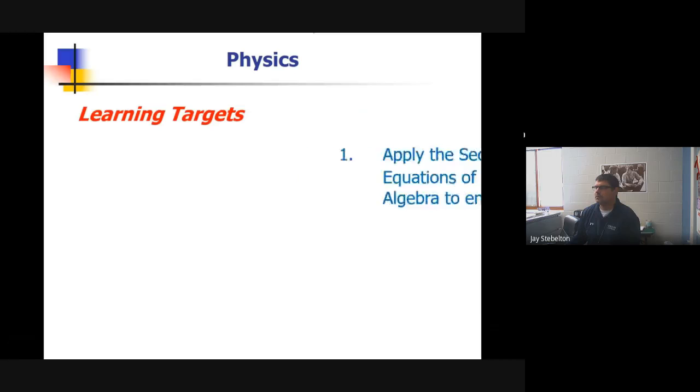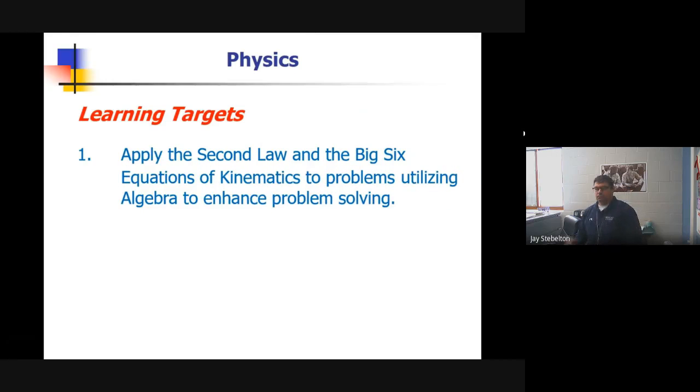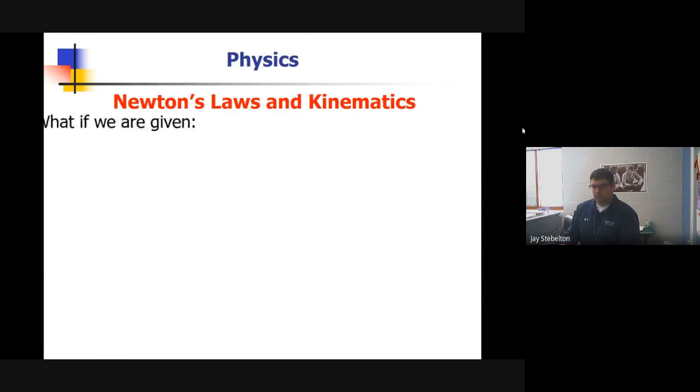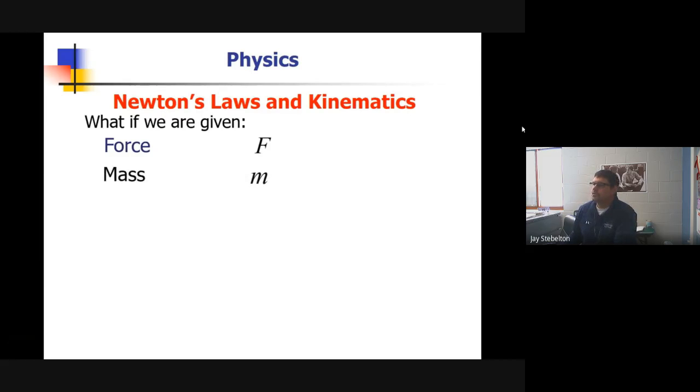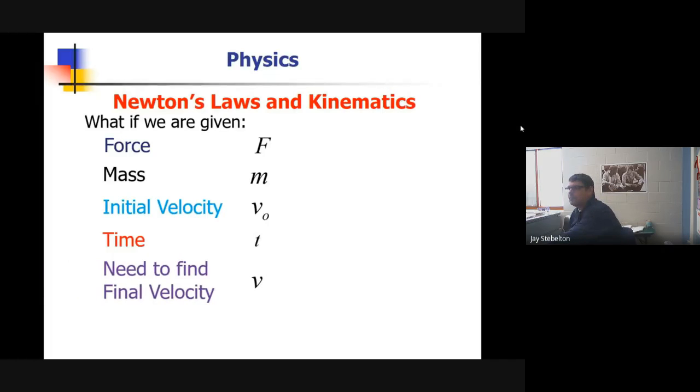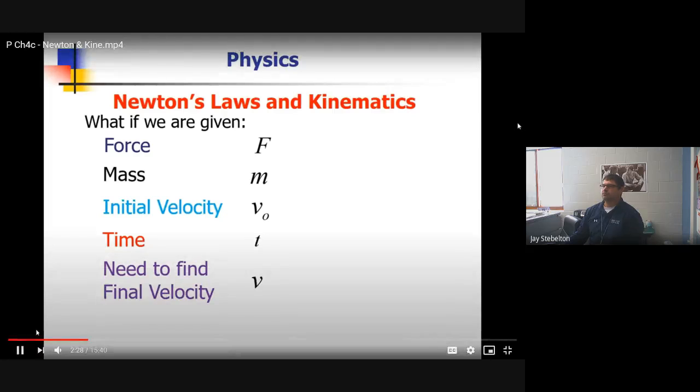Well, what if we are given a force, a mass, an initial velocity, and a time, and told to solve for final velocity? A daunting task from the looks of it, but break it into simpler, easier steps.